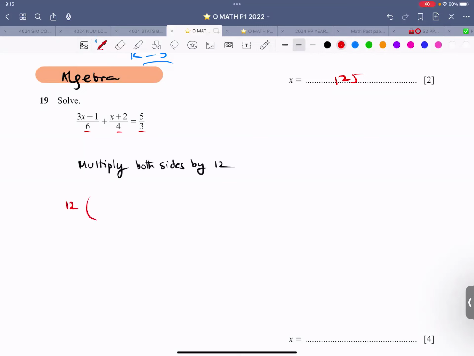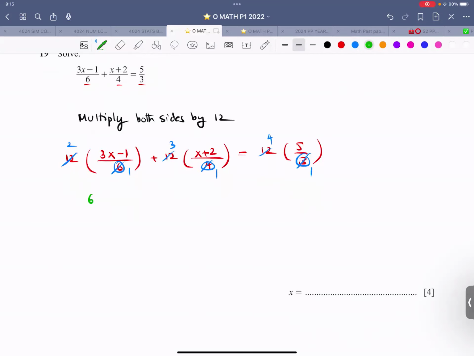So 12 multiplying with (3x minus 1) over 6, 12 multiplying with (x plus 2) over 4, 12 multiplying with 5 over 3. So first of all, 6 ones are 6, 6 twos are 12, 4 ones are 4, 4 threes are 12, 3 ones are 3, 3 fours are 12. Next step, 2 into 3x, that is 6x minus 2, 3x plus 6, this is 4 into 5 is 20. 6x plus 3x, 9x, 20 plus 2 minus 6.